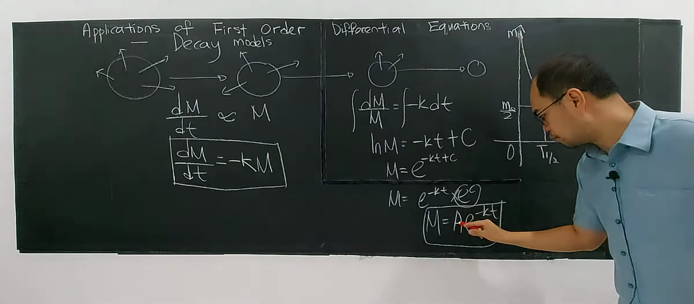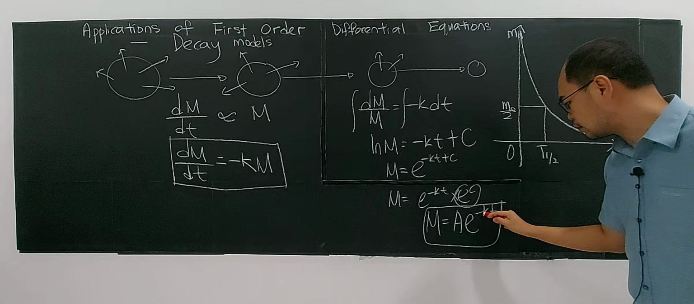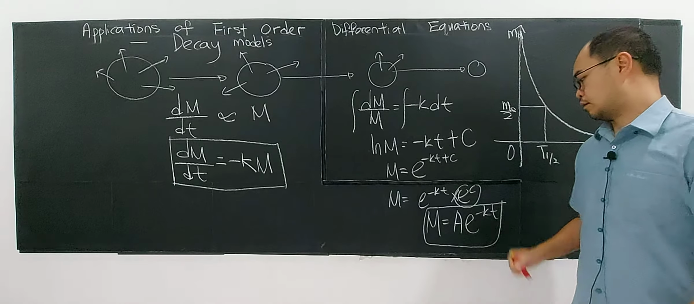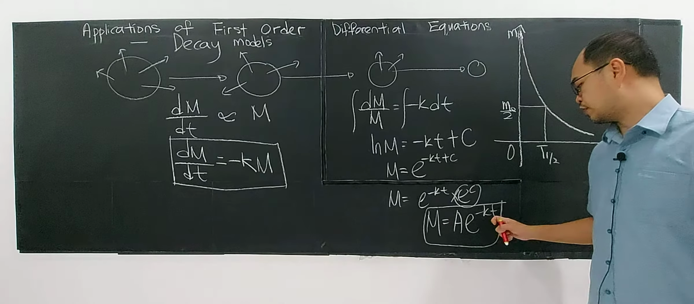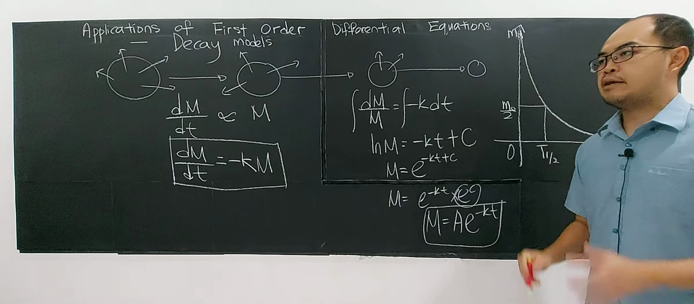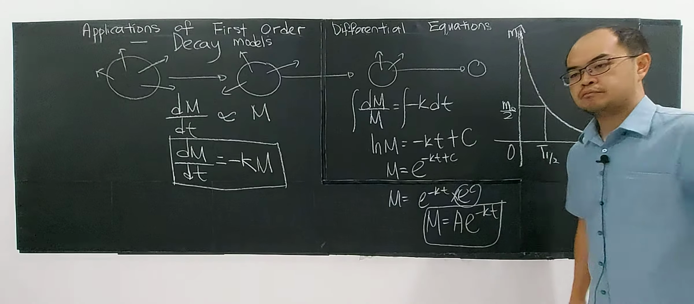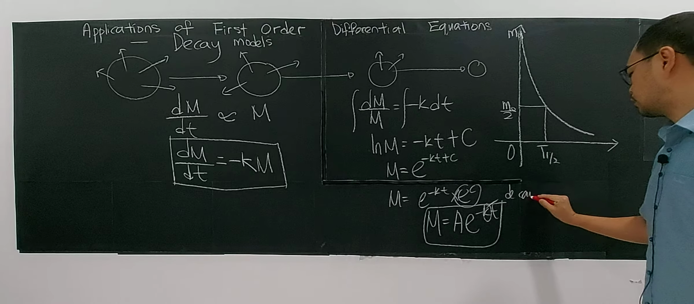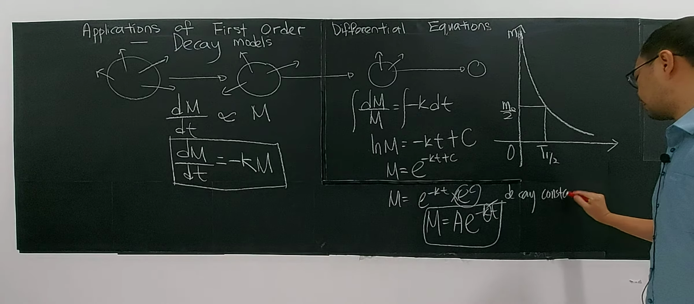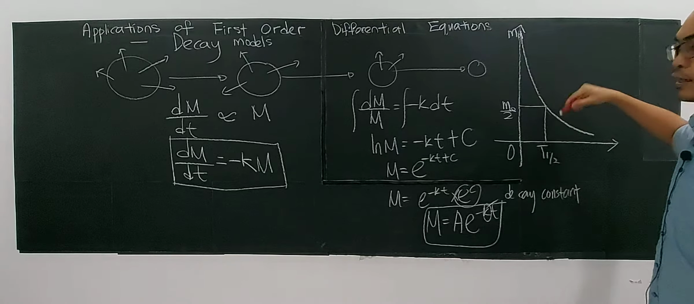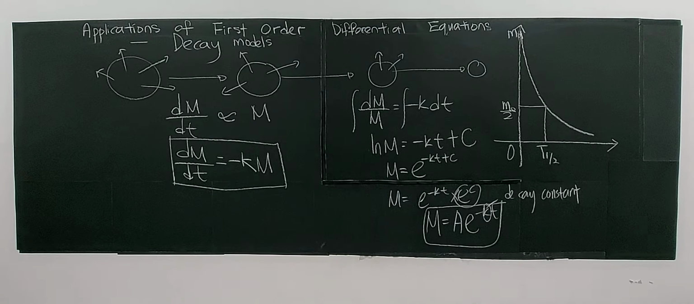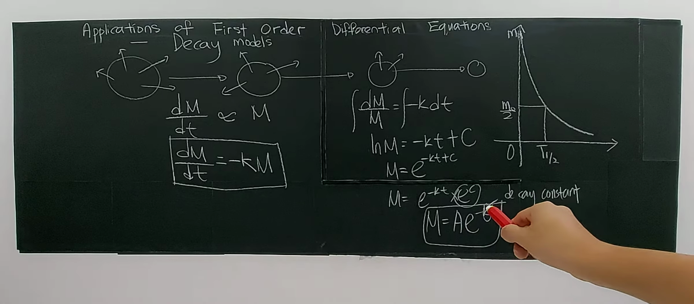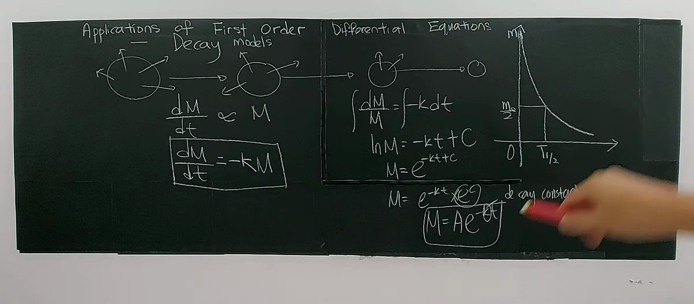The constant A and the constant K depend on the type of radioactive substance. It can be radium, plutonium, or any radioactive substance, and they have different decay constants. This K is called the decay constant. So they have different graphs, but all the graphs have this formula, just with different A and K. This is an exponential graph.